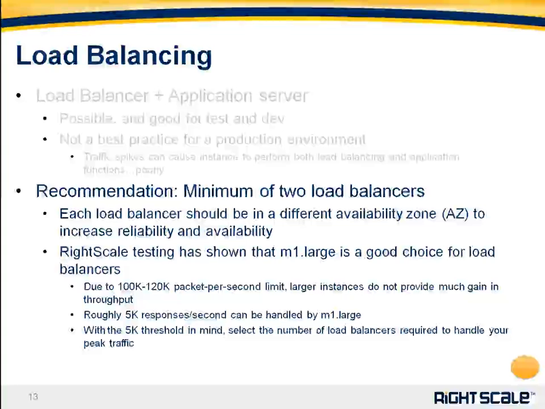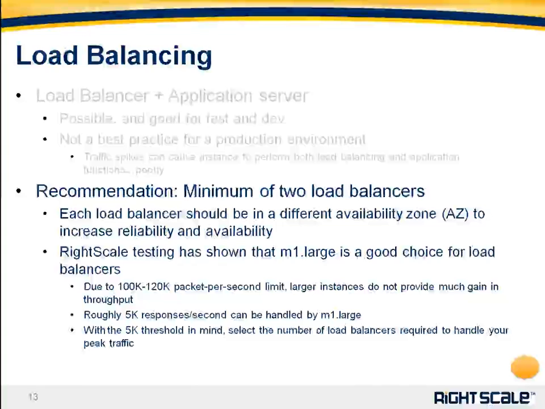What's our recommendation? Well, if you're not using the ELB, for example, we recommend a minimum of 2 load balancers. And each load balancer should be in a different availability zone, and that's to help increase the reliability and availability of your solution. And through the testing that we've done and that you can get access to in that white paper, we've shown that the AWS instance size M1 large is a pretty good choice for load balancing. There's sort of a speed of light issue with packets per second through the virtual interface on AWS's EC2 infrastructure of about 100,000 to 120,000 packets per second.